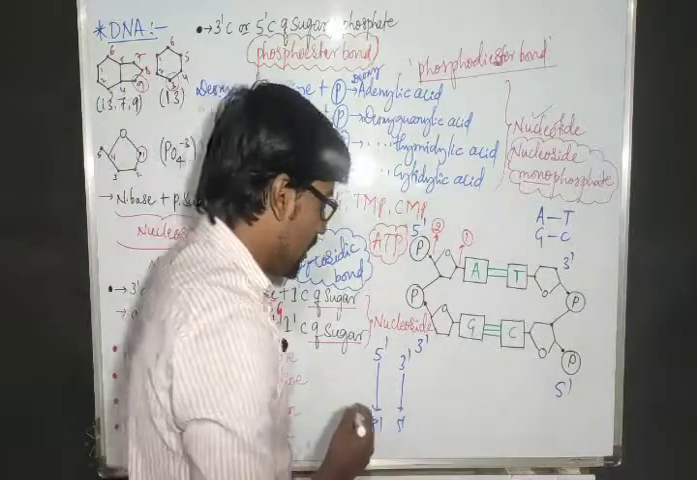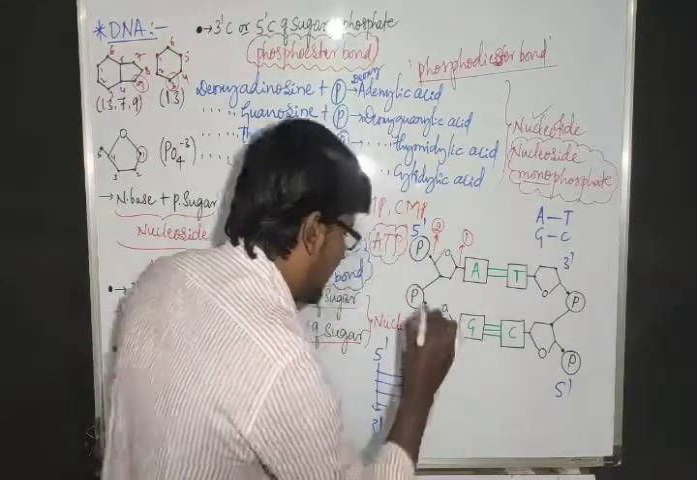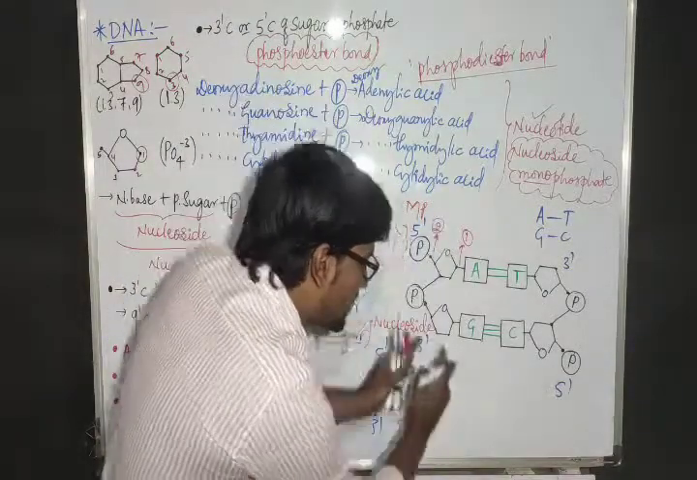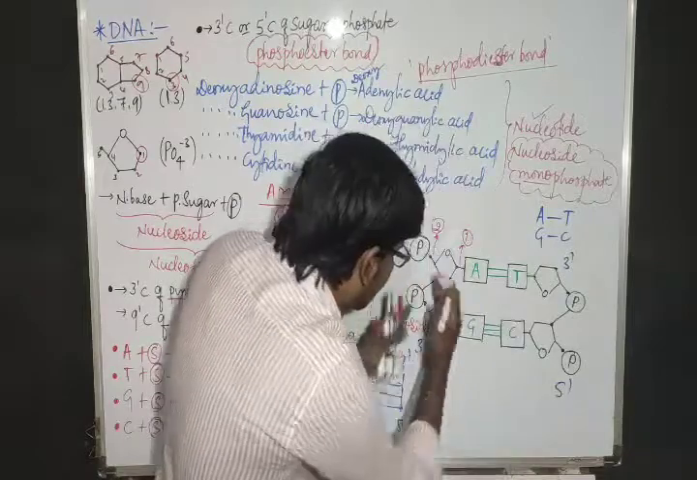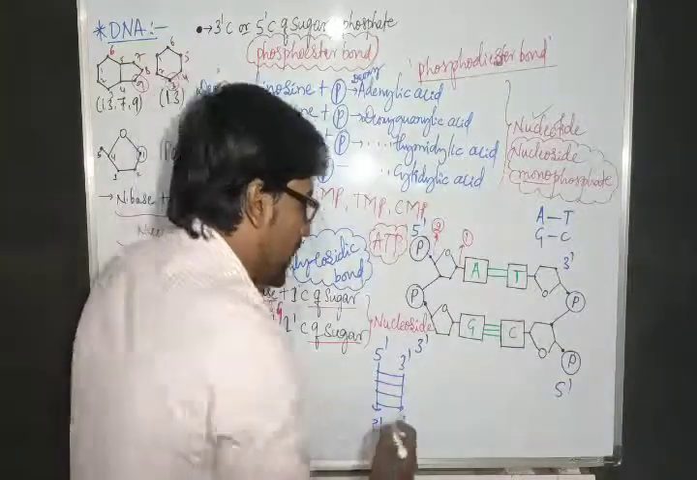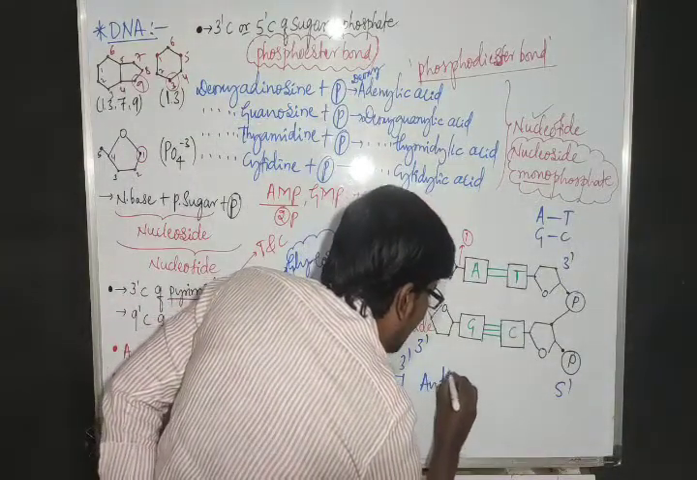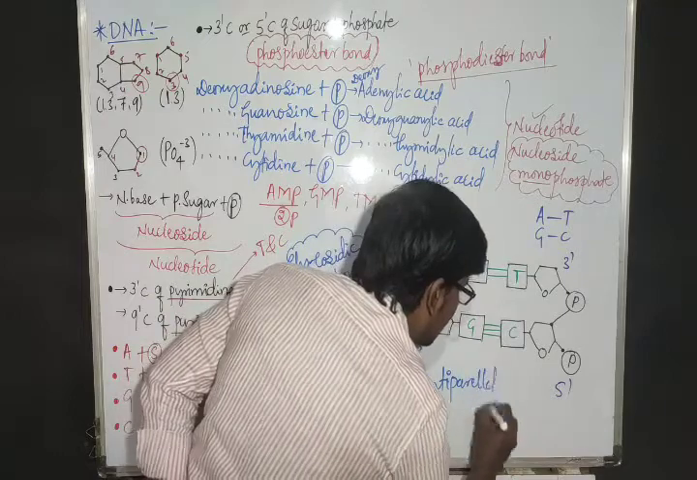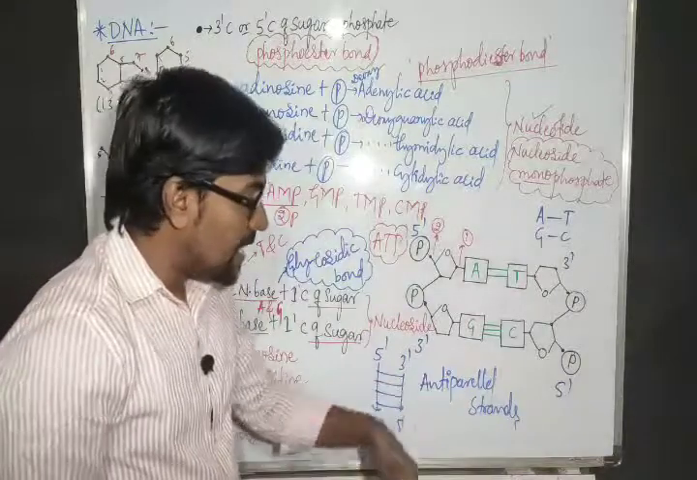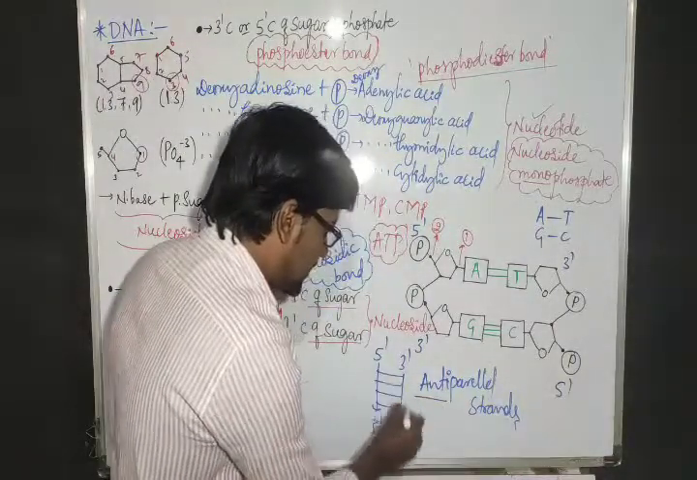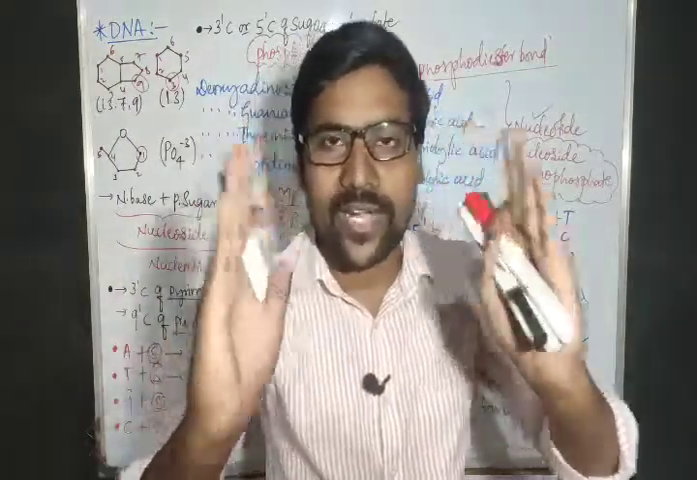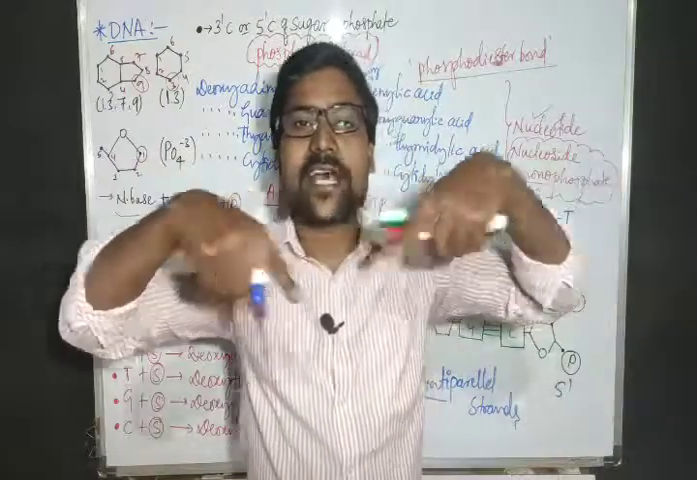That means we are having the DNA in this form. We are having the DNA two strands. This becomes one strand, this becomes one strand. So this strand 5 prime to 3 prime, this strand 3 prime to 5 prime. So we will consider this as anti-parallel strands. Anti means opposite. Parallel, both the strands are parallel, just like the railway track.